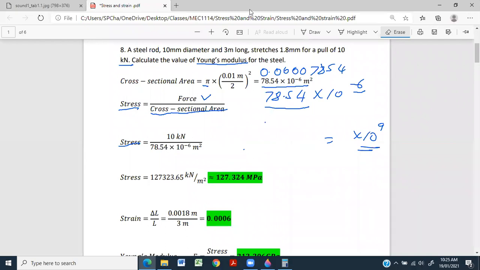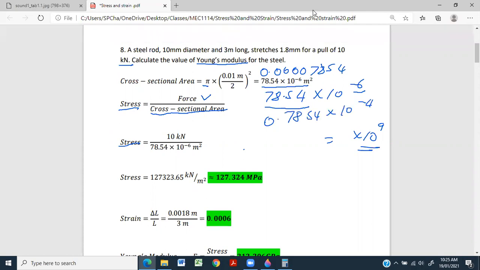Keeping this as 10 to the 4, and writing a number like 0.7854 times 10 to the minus 4 is fine, and you'll still get the same answer. I like keeping it in multiples of 3s. Okay, so we divide this out from a calculator again, and we get this long number here.